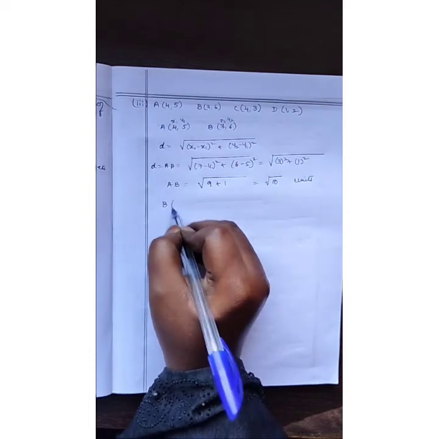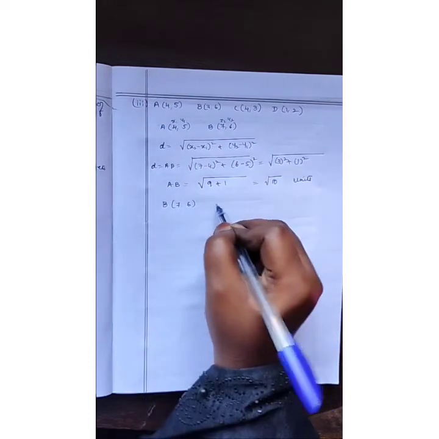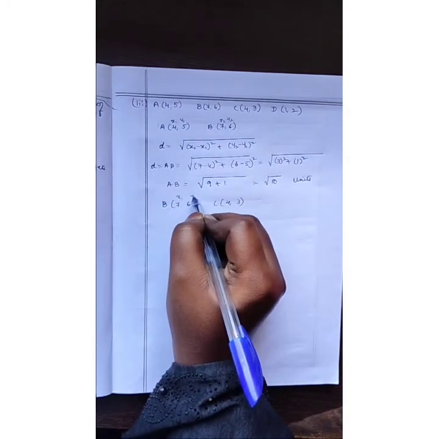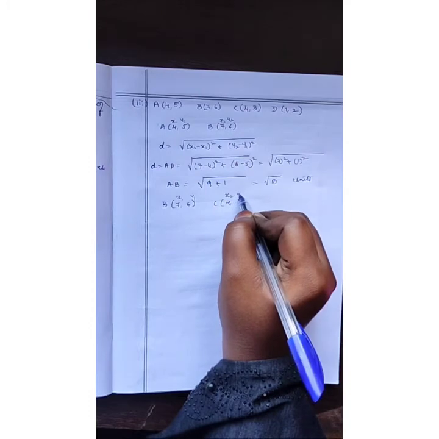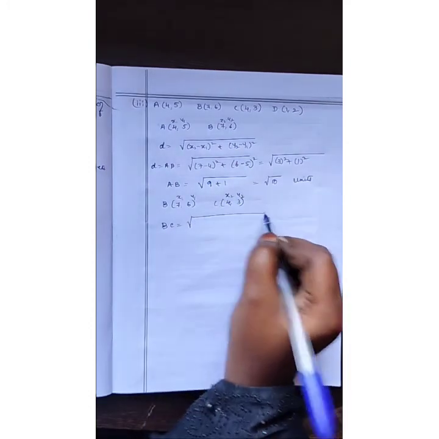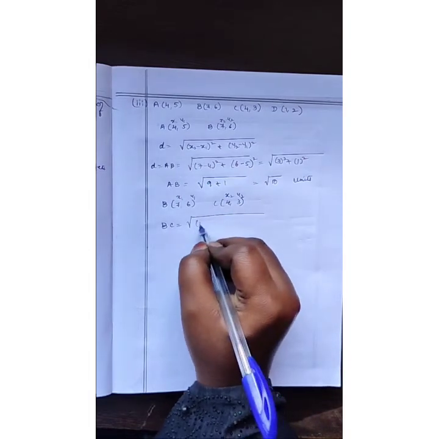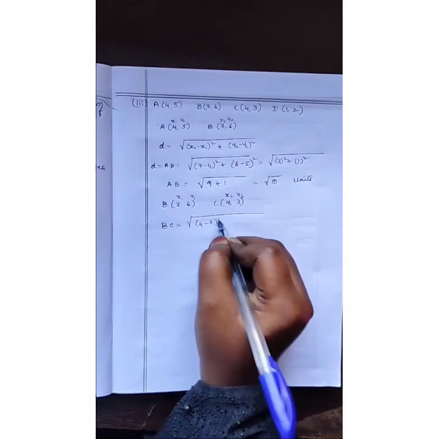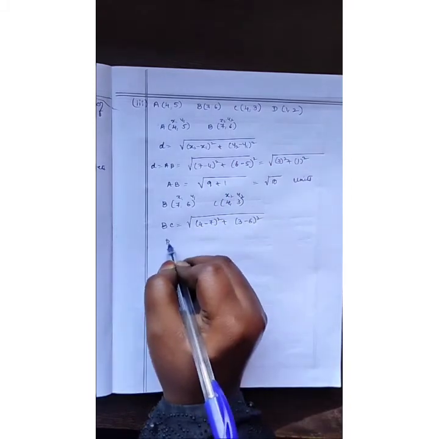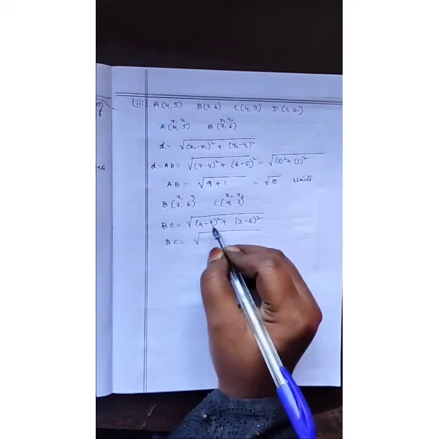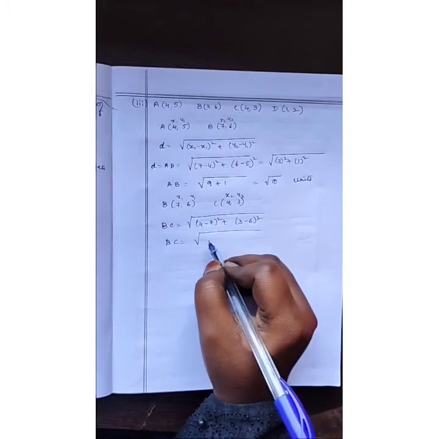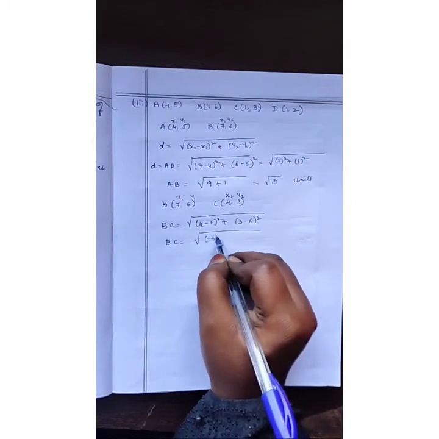Now similarly calculate the distance for BC. B points are (7, 6) and C value is (4, 3). Consider this as x1, y1 and this as x2, y2. Substitute these values directly in the distance formula. x2 means 4 and x1 means 7. y2 means 3, y1 means 6. Okay. Then BC equal to root of 7 minus 4. How much will you get, 7 minus 4? 3. Minus 3.